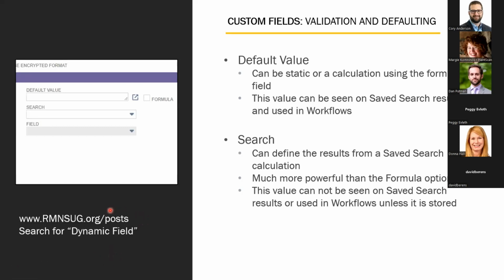We do have a post on our website, rmnsug.org, about creating a dynamic field so that it does a calculation for you. So there's more detail there. You could go to the post page and search for dynamic field, and we have some more information about that on our website.